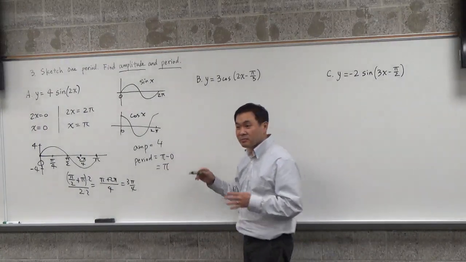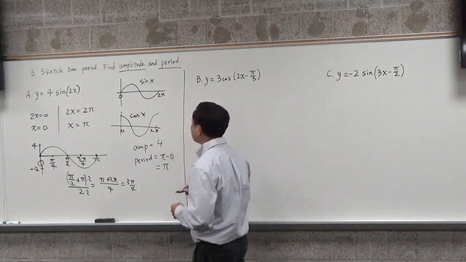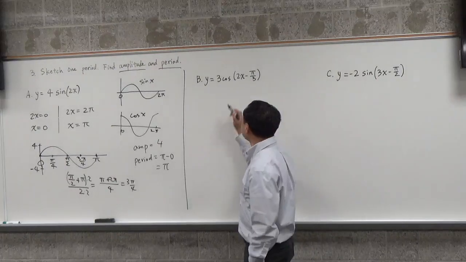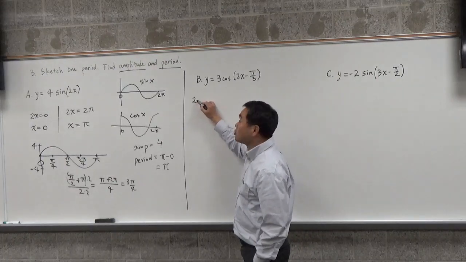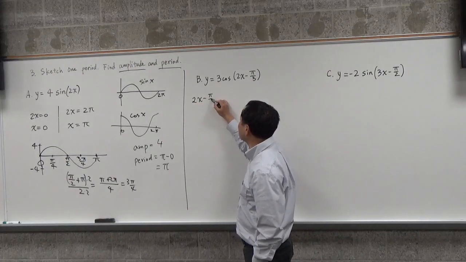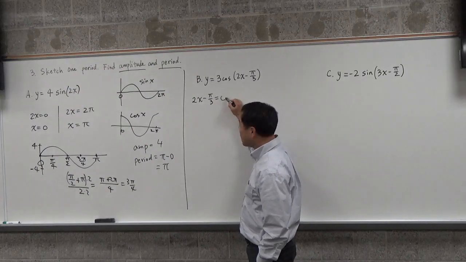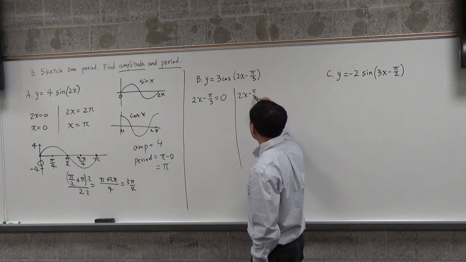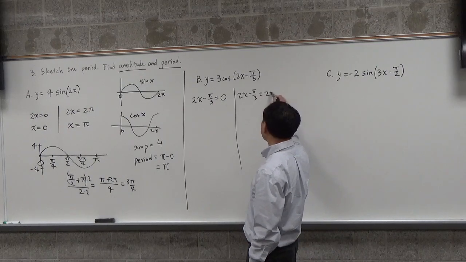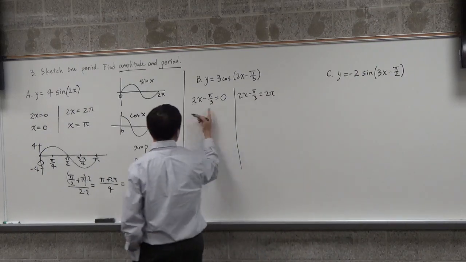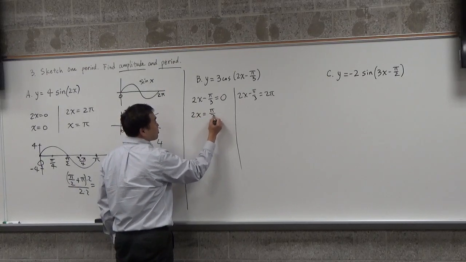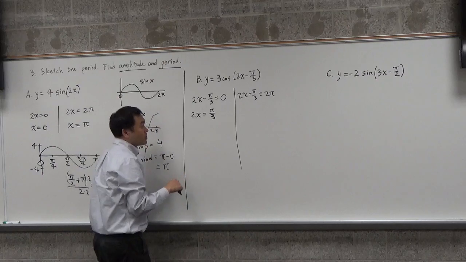Any questions? All right. Let's move on to the next one. Same exact idea. What should I do? 2x minus pi over 3 equals 0. Okay. And then 2x minus pi over 3 equals 2 pi. All right, so this one, let's solve this. 2x equals pi over 3 if you move it to the other side.